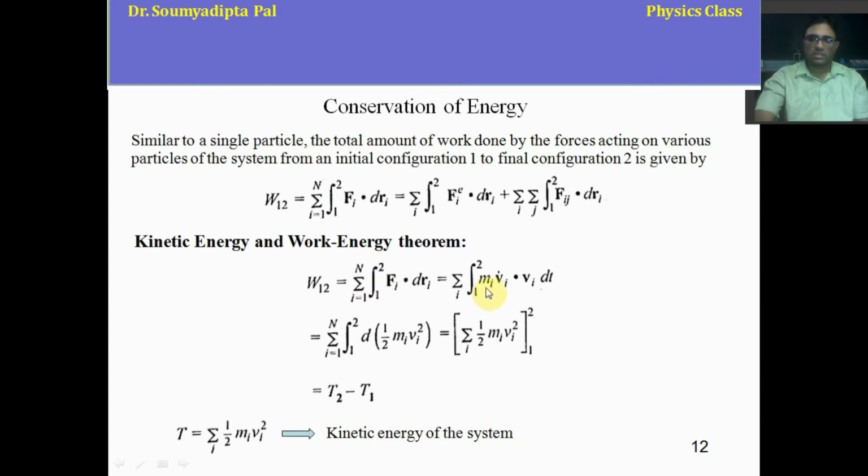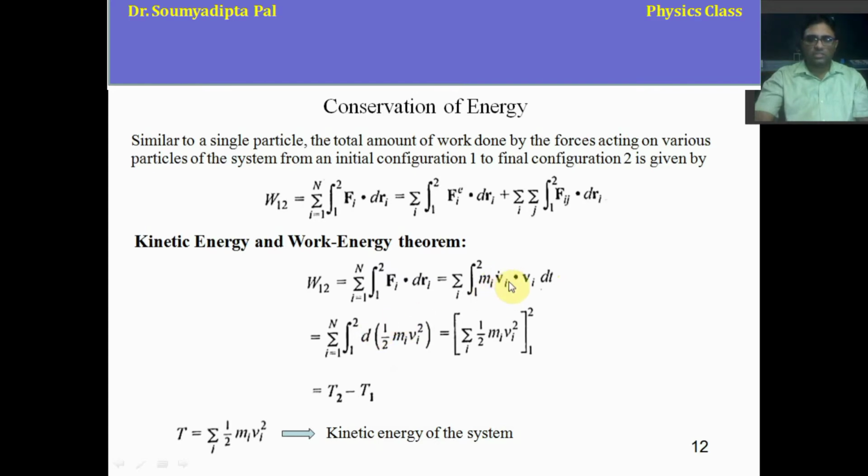Now here this term, that is Fi dot dr, can be written like this also. You can understand, this is mi dvi/dt, basically vi dot means dv/dt. Wherever you see some parameter x dot, that is dx/dt, that is the velocity. Here this is the acceleration, mass into acceleration is the force, and dri is vi dt, meaning in dt time, if the velocity of the ith particle is vi, it moves dr. Okay, now from here we can write this.